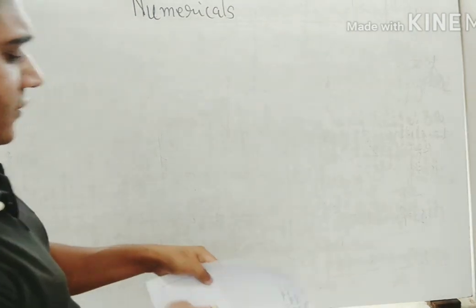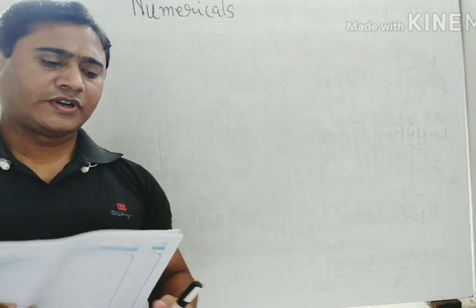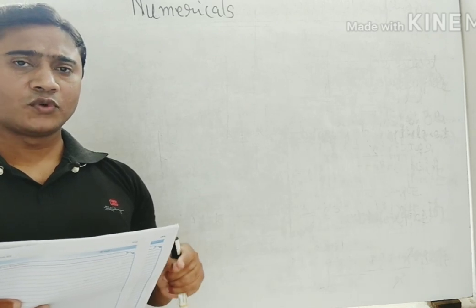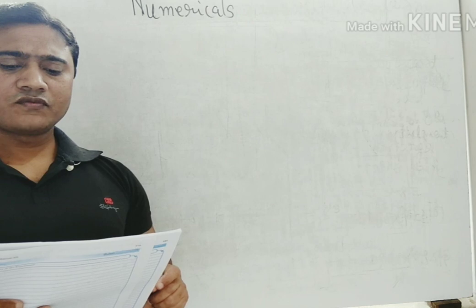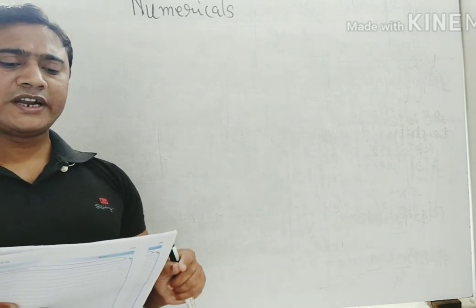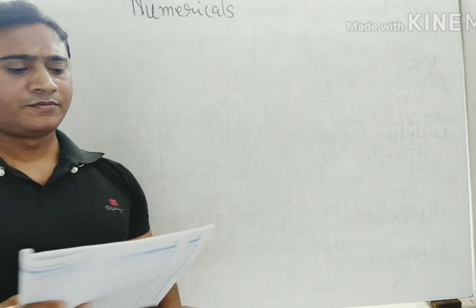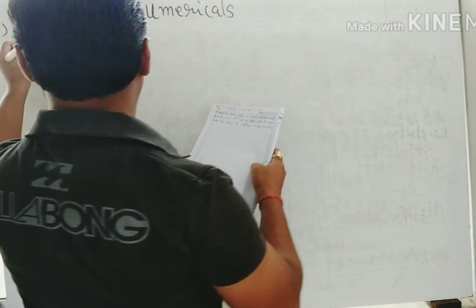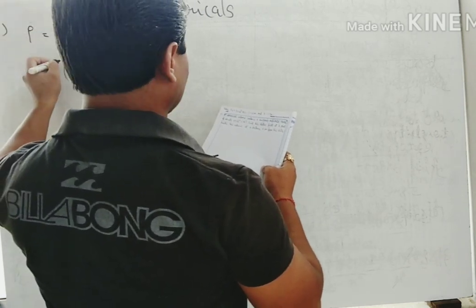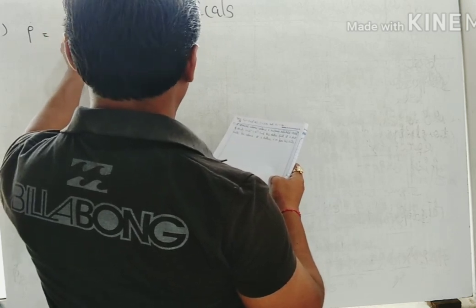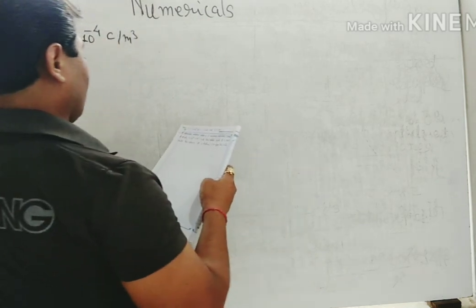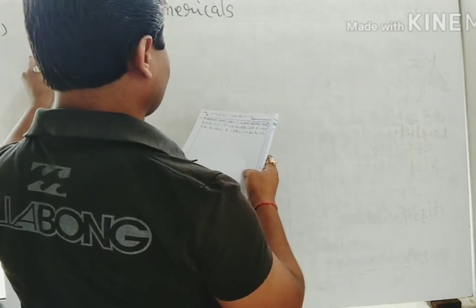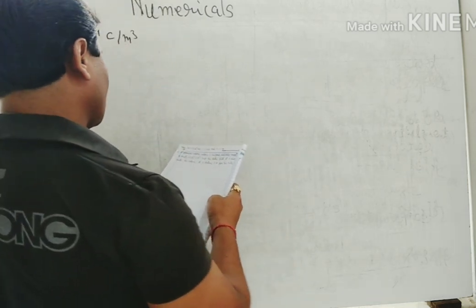So the last question is, a spherical volume contains a uniformly distributed charge of density 2 into 10 power minus 4 Coulomb per cubic meter. Find the electric field at a point inside the volume at a distance 4 centimeter from the center. Okay, so given information in the question: spherical volume contains uniformly distributed charge density. Volume charge density is given here, 2 into 10 power minus 4 Coulomb per cubic meter. The electric field intensity is to be calculated and the distance is given to be 4 centimeter from the center of the spherical volume.